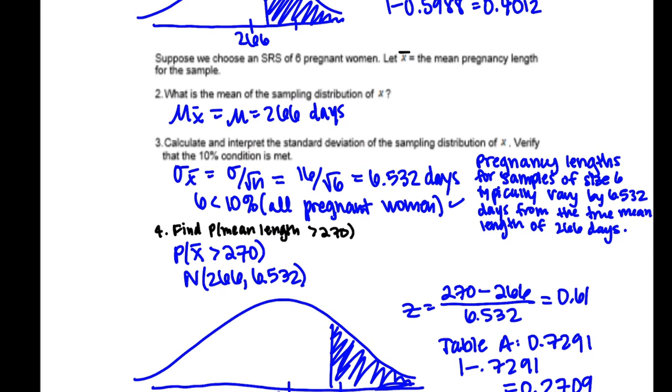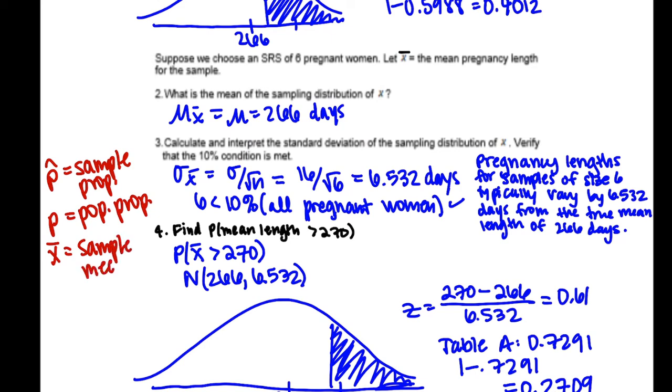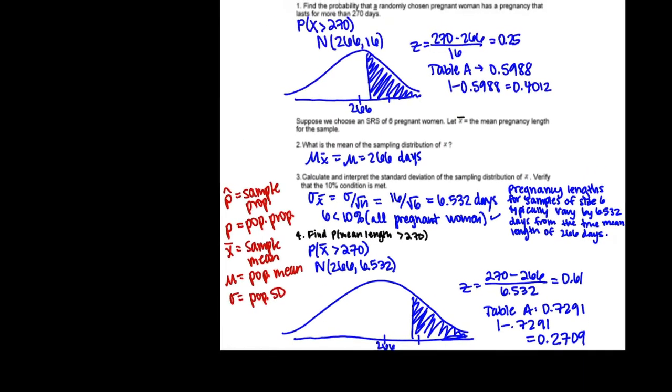So what you guys have to remember is that P hat is our sample proportion. P is our population proportion. Mu, well, let's do it in the same order. X bar, sample mean. Mu, population mean. And sigma, population standard deviation. And then any sort of subtraction is a difference in the two. We'll do differences in means next class.